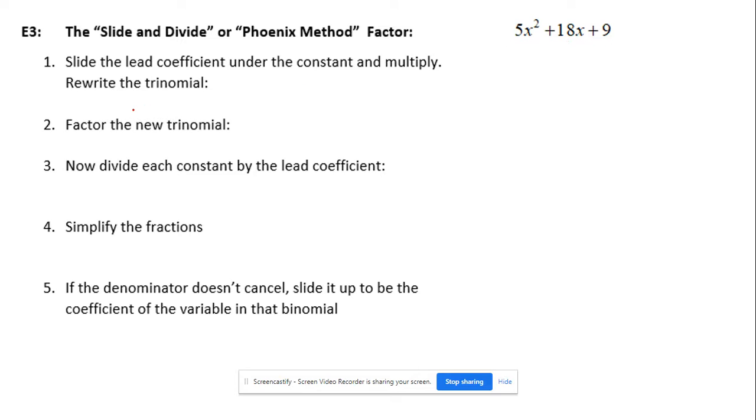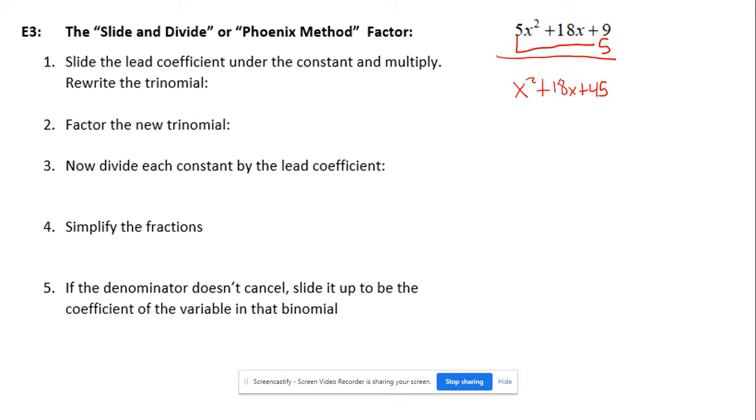So I gave you over here the 5 steps that we're going to follow. And step 1 says slide the 5 over in front of the 9. I'm going to slide the 5 over here, and I'm going to multiply 9 times 5. And it's going to give me a new problem, which is x squared plus 18x plus 45. So step 1, I slide the coefficient over and multiply, and that's where the slide and divide comes from.